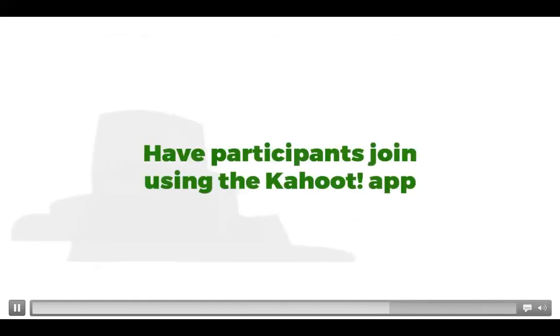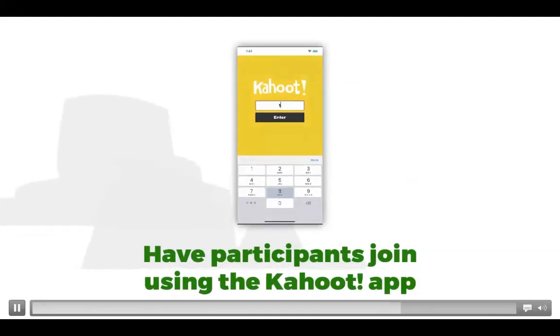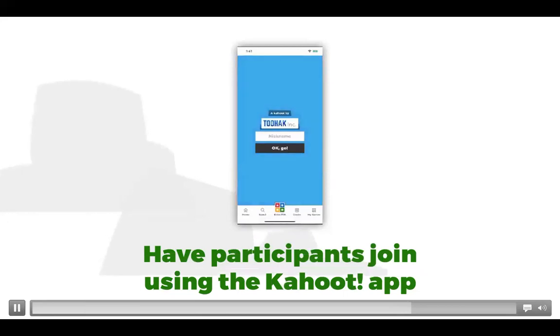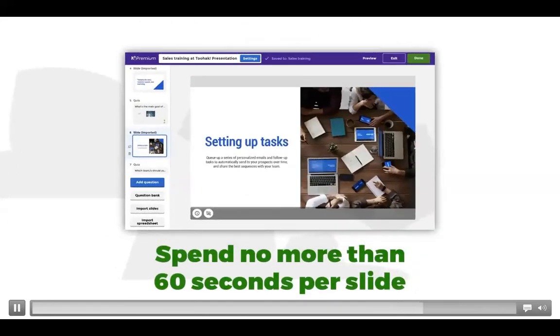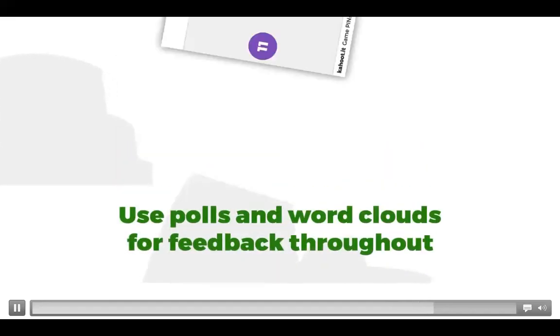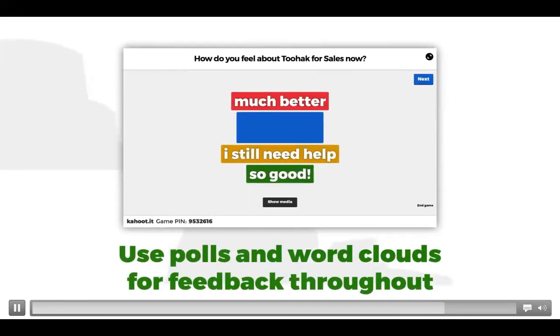For the best experience, get participants to join the presentation via the Kahoot app. If not, they should disable the screensaver mode on their devices so they don't lose connection throughout. When hosting a presentation, spend no more than 60 seconds on each slide to keep engagement high. Take advantage of real-time feedback. Use polls and word clouds to deliver a continuous Q&A throughout your presentation, not just at the end.